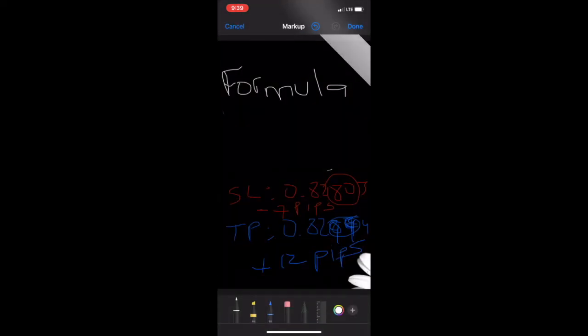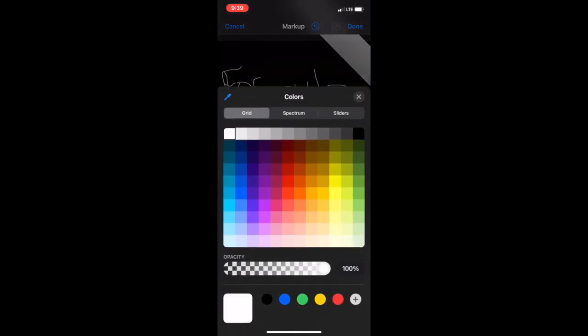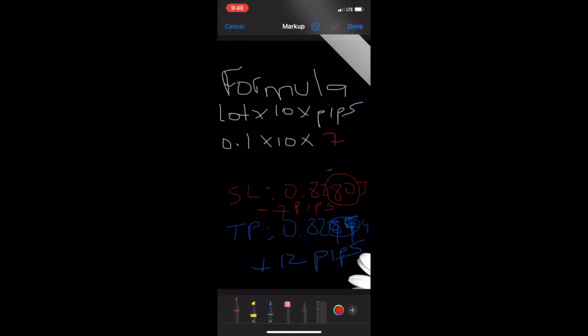So let's just say that we have an account size of $100, and we put a lot size of 0.1 at max. So we're going to multiply that times 10, and then for the stop loss, to find how much we can potentially lose, we're going to put 7 pips, because if it goes to the stop loss, we're going to lose 7 pips. So 0.1 times 10 times 7 equals $7. So if we lose, we're going to lose $7 using that formula.